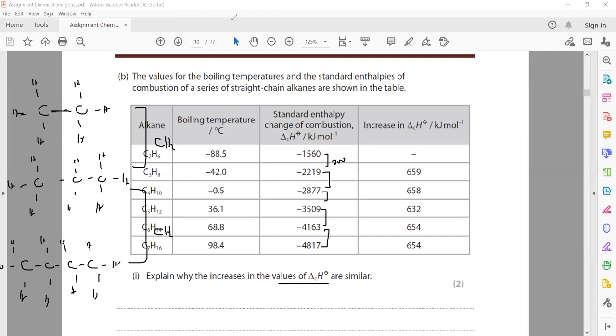So the answer: why is there a similarity? Because each member differs by CH2. So similar bond difference leads to the same difference in enthalpy change of combustion.